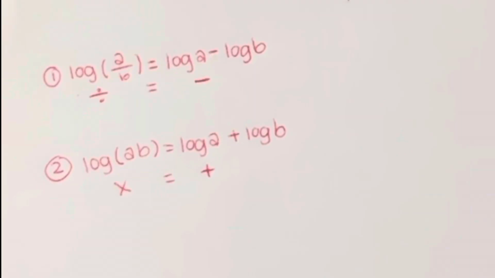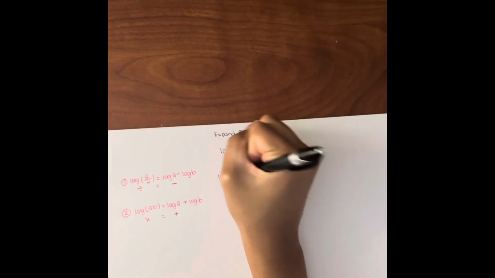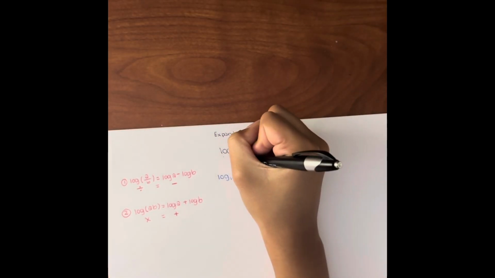For this next problem, we will be expanding and simplifying this log. When expanding logs, there are 2 rules to follow. When there is division, you can expand it out with subtraction. And when there is multiplication, you can expand it out with addition. Whenever there is just log, you can assume that the base is 10.